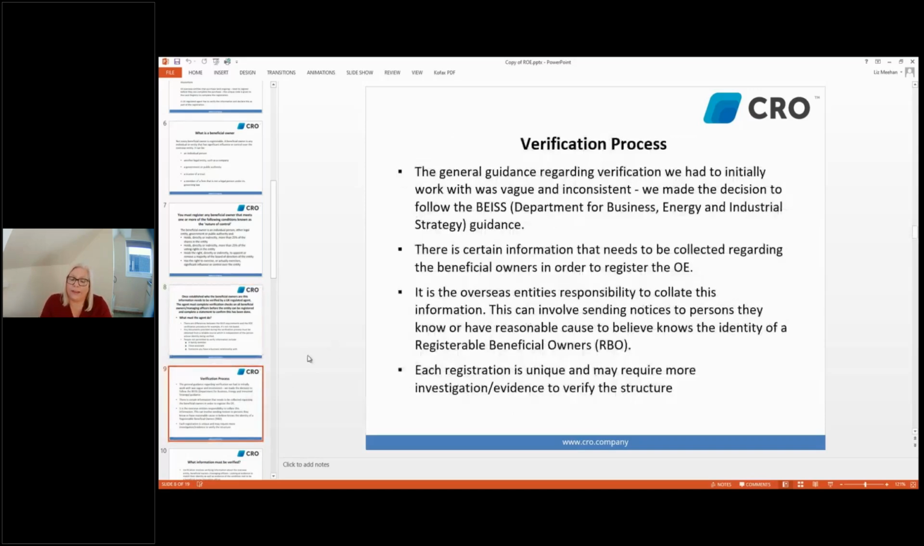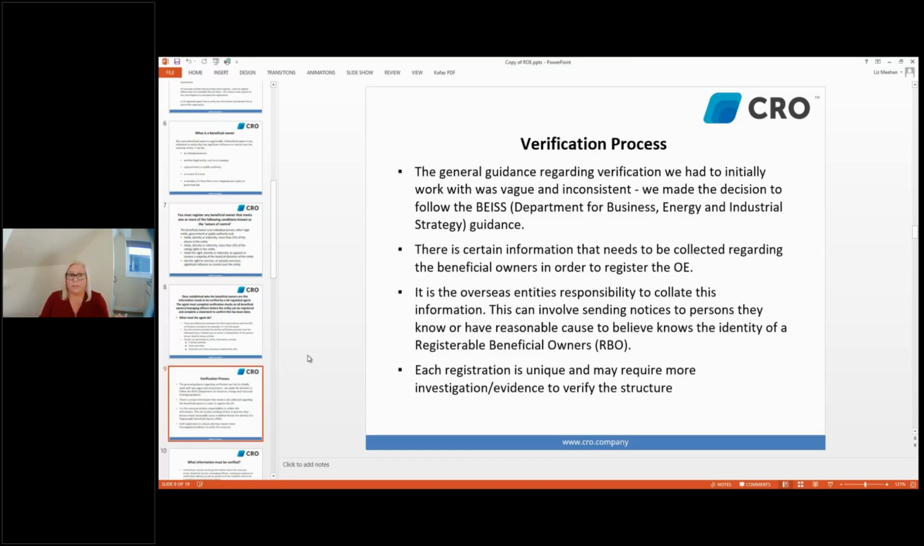For the verification process, when we first looked at this legislation, there was guidance from BEIS, and the guidance was vague and inconsistent. Like when we're dealing with the anti-money laundering regulations, a lot of it is down to the agent to actually apply that how they think it should be applied. So you may see that agents apply the legislation in slightly different ways because there aren't strict routines on what must be followed. And as I said at the beginning, every case is unique.